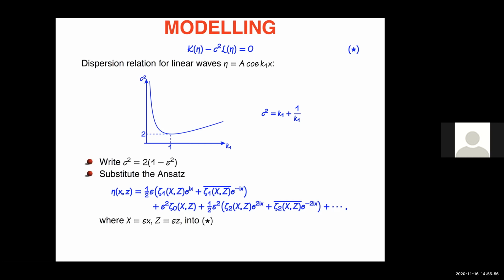At order epsilon, you recover the dispersion relation, so that's automatically satisfied. At order epsilon squared, you find that you have to determine zeta 2 as a function of zeta 0 in order to satisfy the equation. And at order epsilon cubed, you get a compatibility condition which forces zeta 1 to satisfy this equation. This is the stationary nonlinear Schrödinger equation with a cubic focusing nonlinearity.